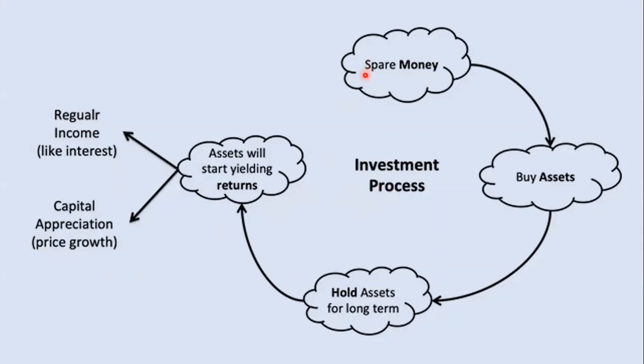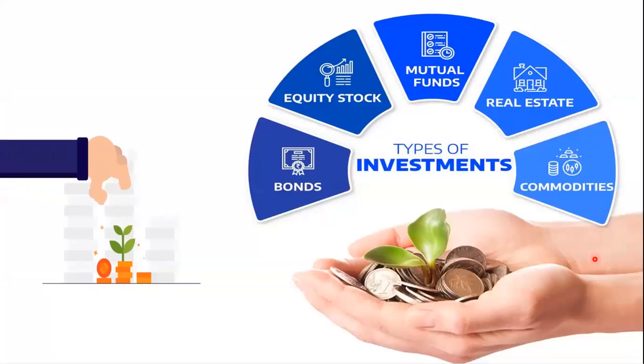Like everything, it has a beginning, a process, and an end. You have money, you buy something, in this case assets, you use those assets to produce, then you get a return in regular income or capital appreciation. Remember that capital is not only money. It can be a building, a house, cars, trucks, inventory, things like that, all right? Good. Types of investments. We have bonds, equity stock, mutual funds, real estate, or commodities.